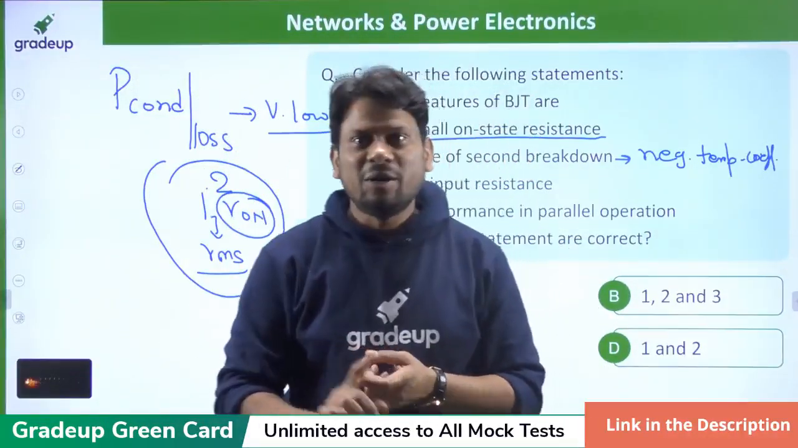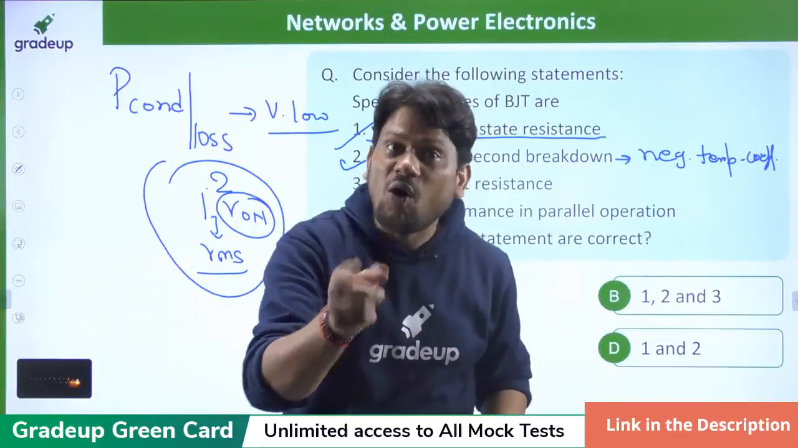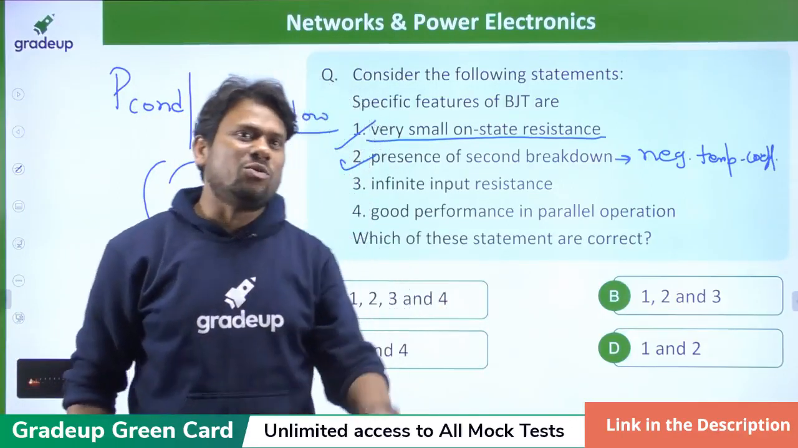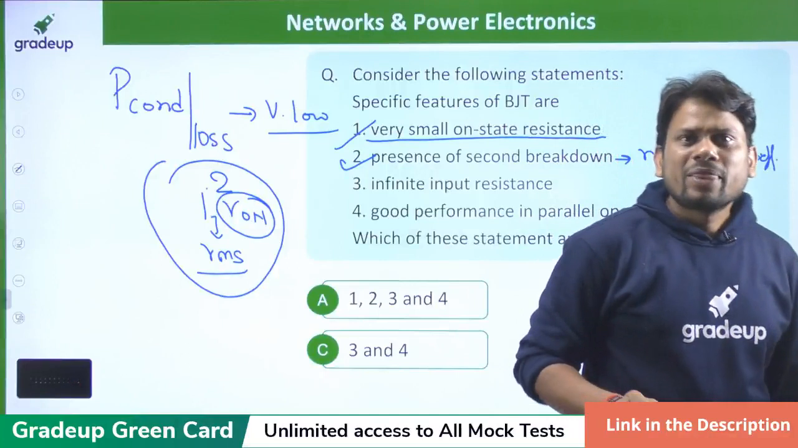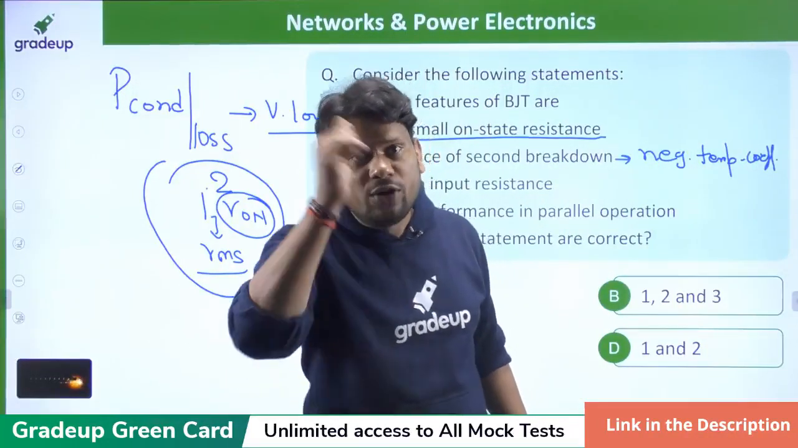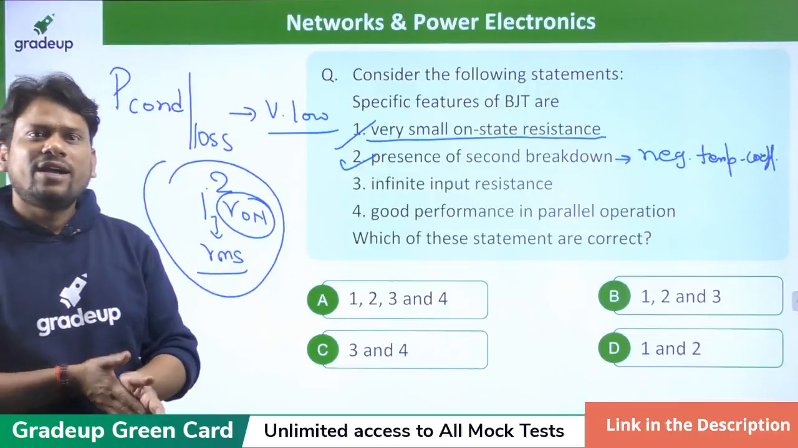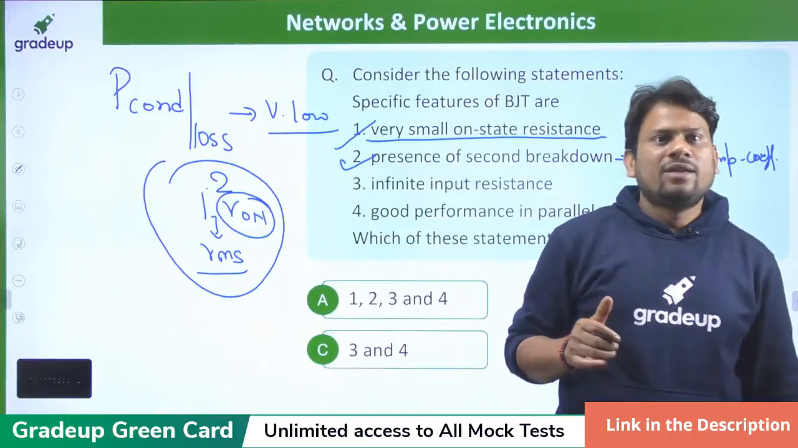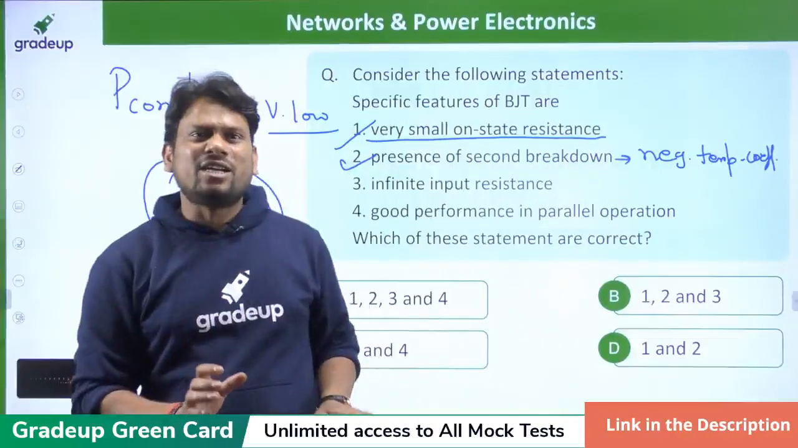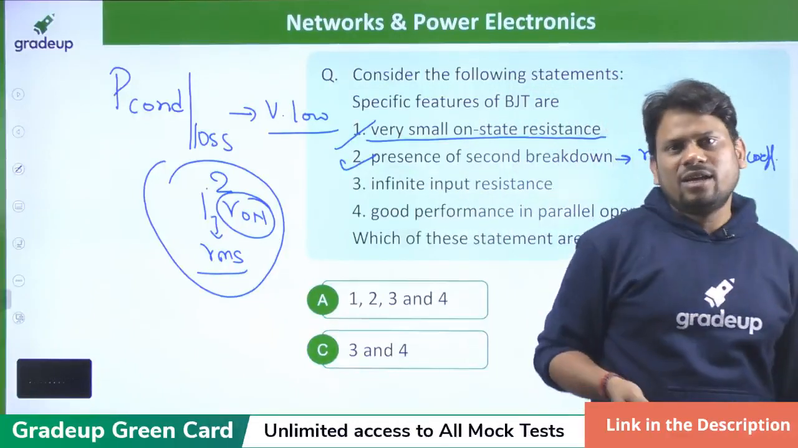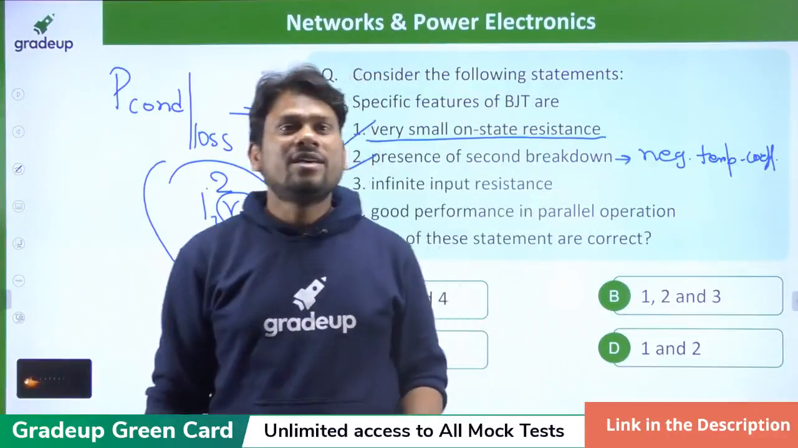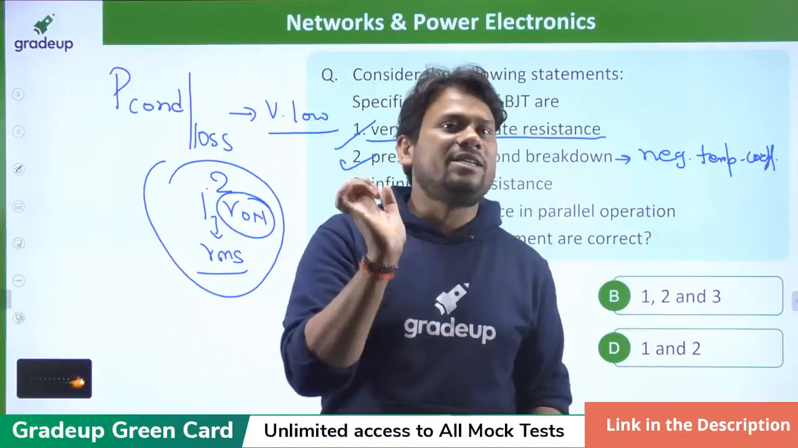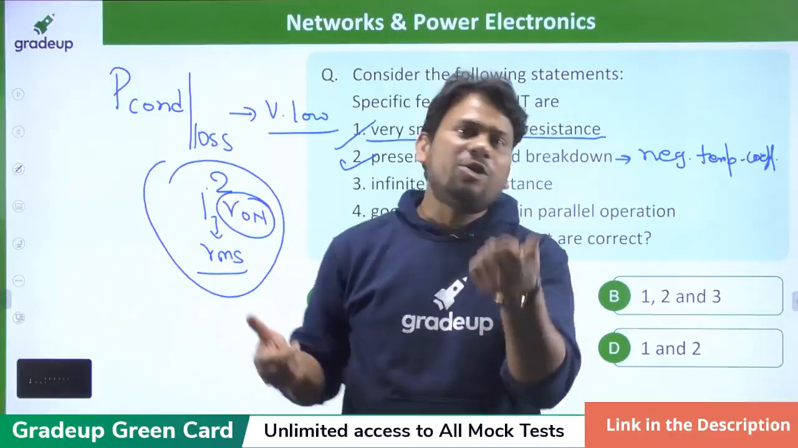Now everyone tell me, BJT base current is zero or non-zero? Tell me my question answer. BJT base current is zero or non-zero? Yes, thank you everyone. Non-zero. If BJT base current is non-zero, then input impedance cannot be infinite.